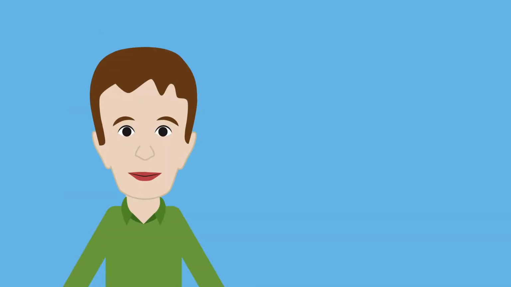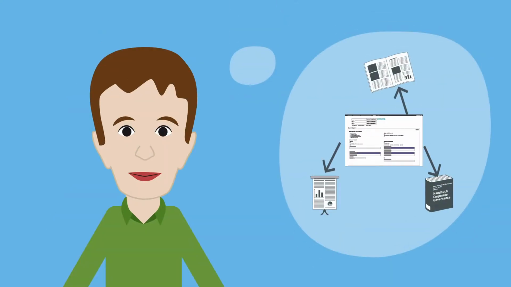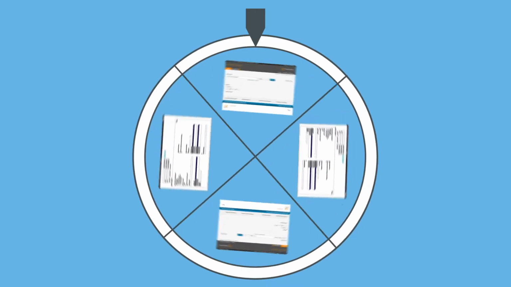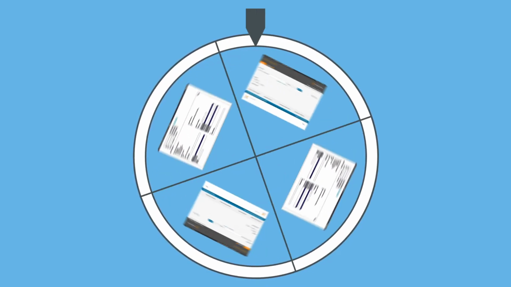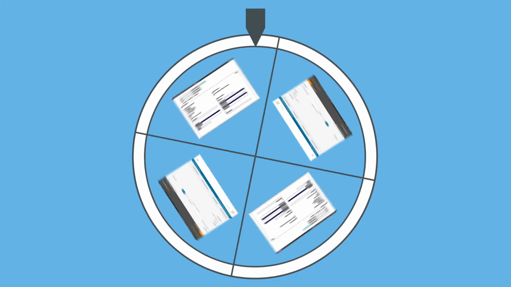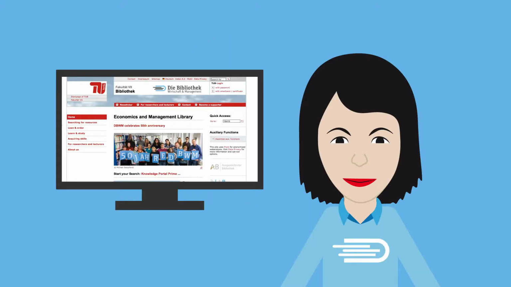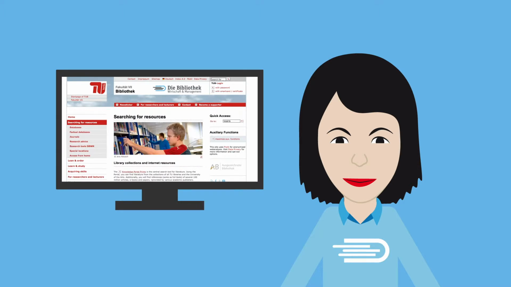Max knows he has to look for literature in a database, but he does not know how to find out which database is the right one for his topic. He approaches the librarian, Mrs. Müller, with his question. Mrs. Müller tells Max about the TU Berlin's database information system DEBIS.